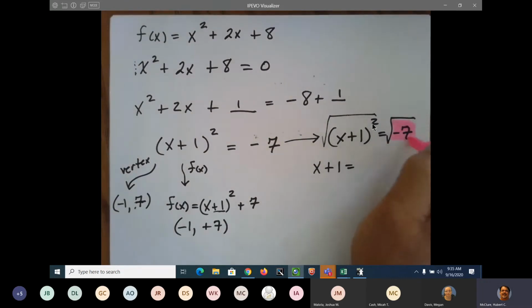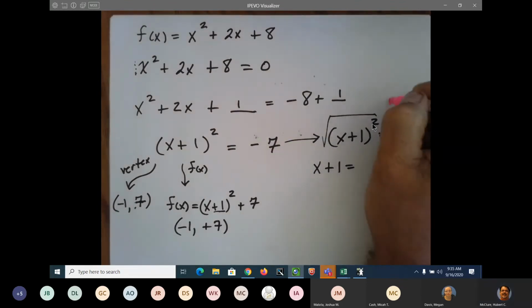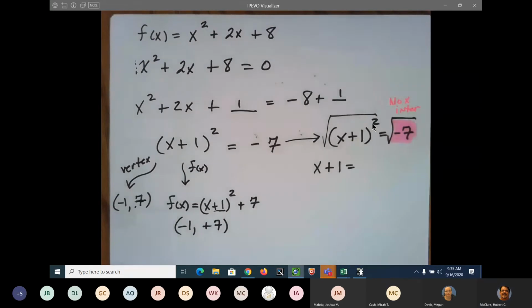A negative number. Okay, what does that tell us about x-intercepts? When you have the square root of a negative, that tells us, and I'm going to put this in pink, no x-intercepts. That's what it tells us.